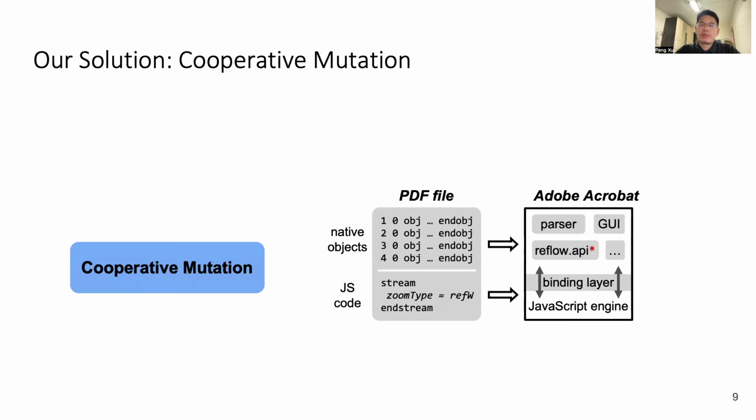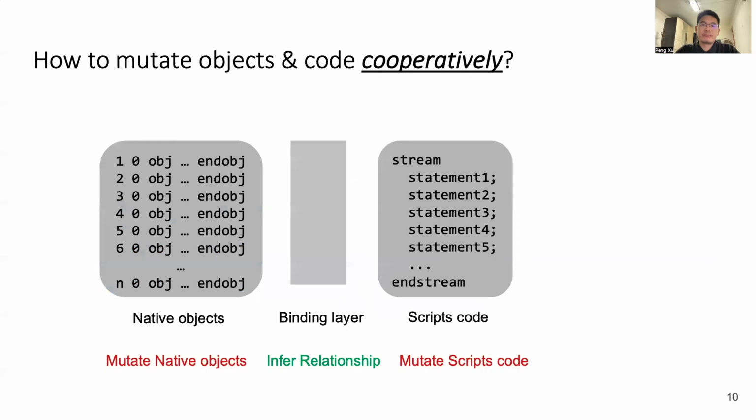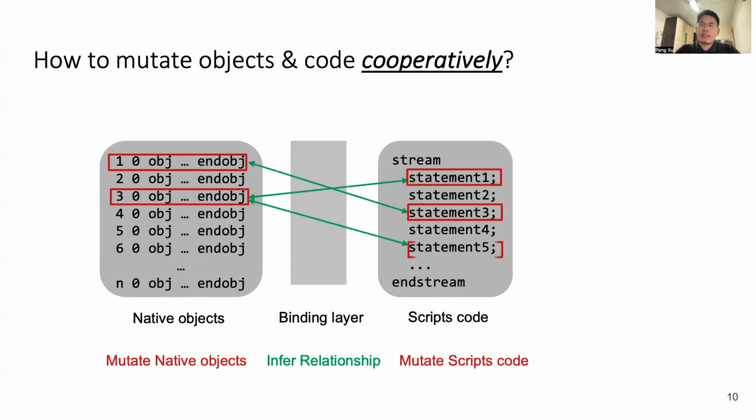Our solution is cooperative mutation. We mutate both native objects and script code in a cooperative manner. So we come to the problem: how to achieve cooperative mutation. First of all, we need to infer the relationship between native objects and the script code. And then we use the inferred relationship to guide mutation on both sides. Specifically, if a scripting API has a potential connection with some objects in a document, we will assign these objects a high priority for mutation. Otherwise, we just randomly choose some objects for mutation.